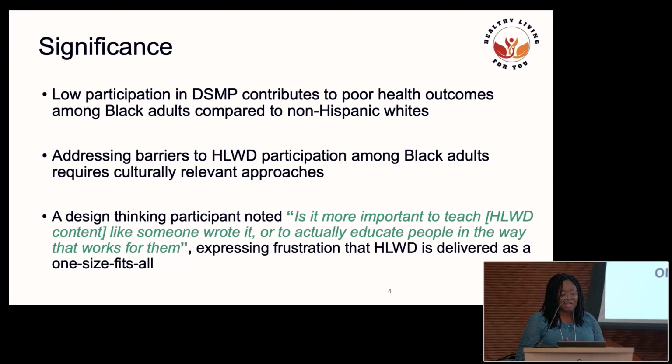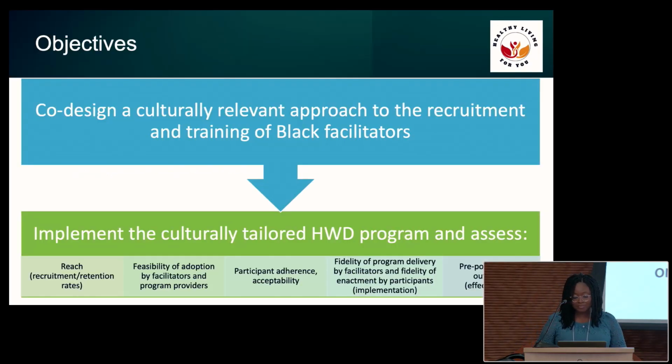And this was important because we know that when Black adults don't participate in programs, it leads to poor health outcomes compared to non-Hispanic whites. And we also know that if we are going to address these barriers, we need to think about what are those culturally relevant approaches that we have learned about. And so what you see is an example from a design thinking participant from our prior work saying, well, you need to teach the content like somebody who is actually educating people in a way that actually works for them. And currently, the Healthy Living with Diabetes program and content is a one-size-fits-all approach.